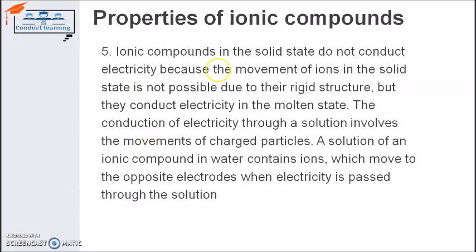So this is one of the important properties of ionic compounds. It's also written there: ionic compounds in solid state do not conduct electricity because the movement of ions in the solid state is not possible. Because of the rigid structure, ions are not free in solid state. It should be in molten state to produce the ions and conduct electricity. The conduction of electricity through a solution involves the movement of charged particles. A solution of an ionic compound in water contains ions which move to the opposite electrode and electricity passes.